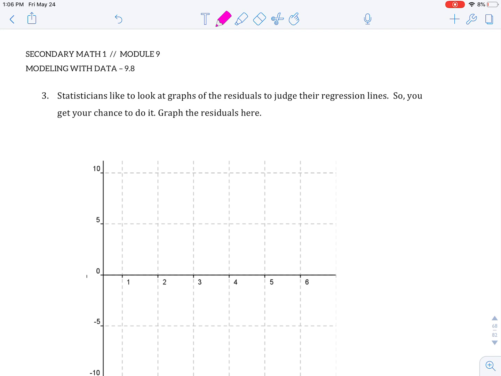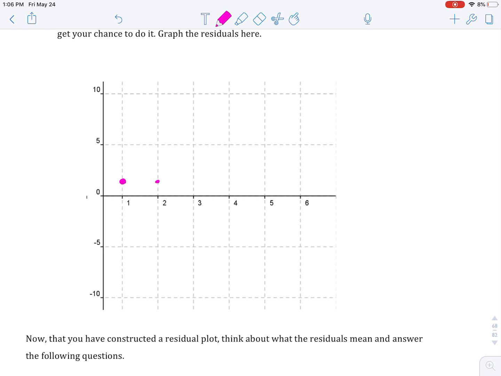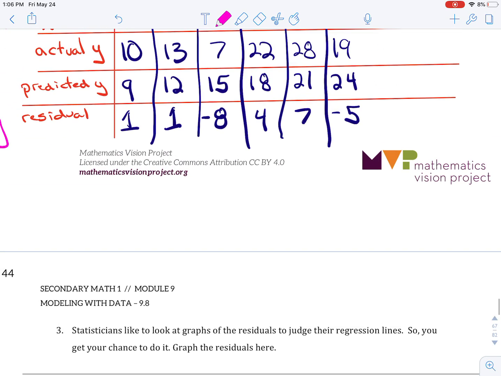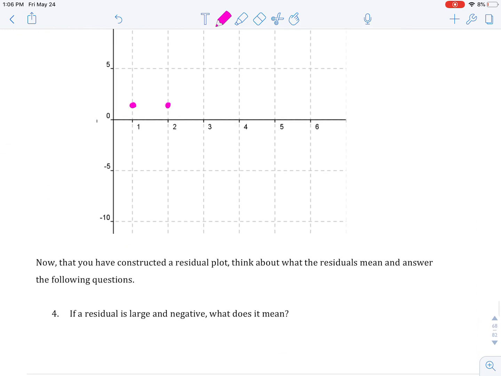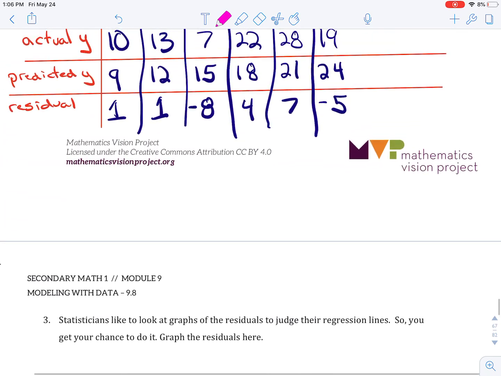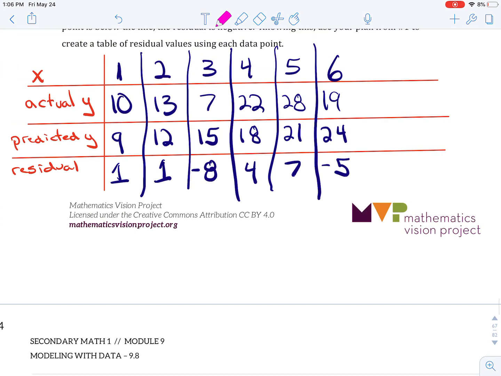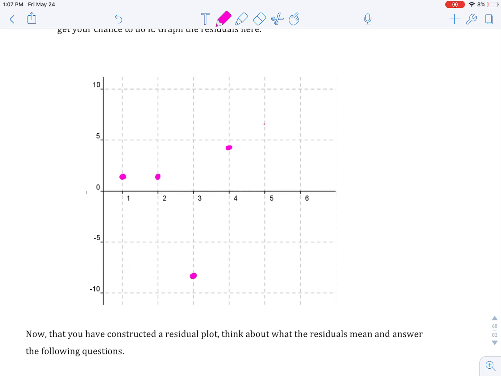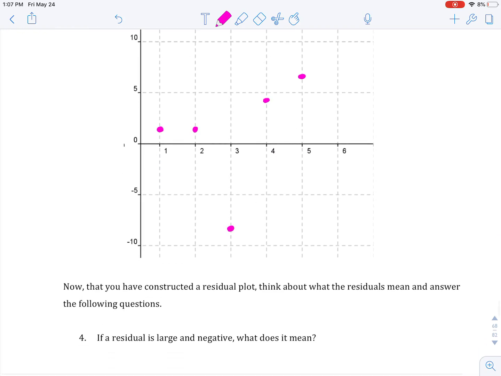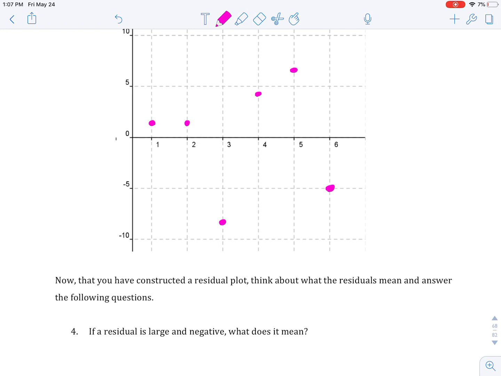So we go 1 over, and then we would go 1 up. Okay, so that means when x was 1, the actual data was a little above the line. 2 is also 1. Now 3 was below, right? What was it? It was 8 below. So it's going to be 3 over and 8 down. 4 was 4 above. 5 was 7 above. And 6 was 5 below. Okay, there's our residual graph. I'll pause it here in case you don't have it. Now you've constructed a residual plot.